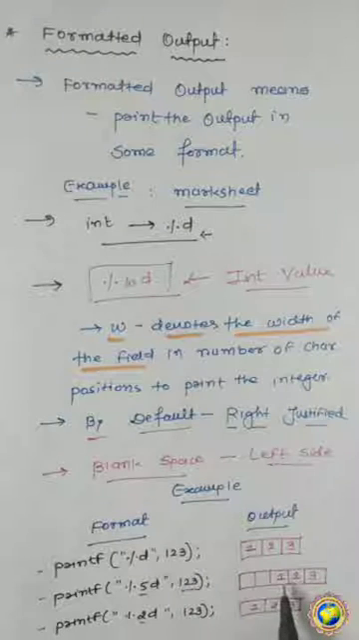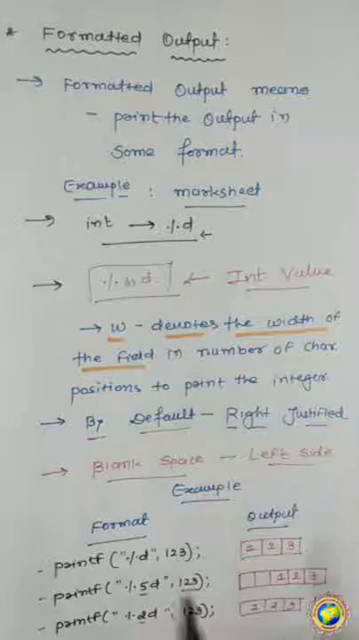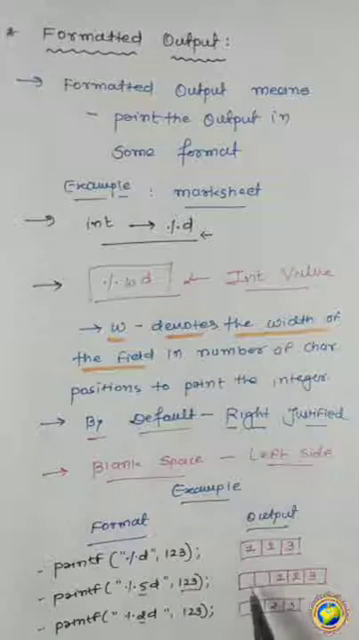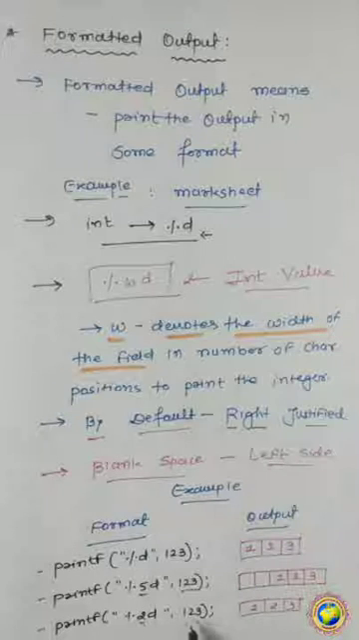As we know, when the particular string is printed, by default it is right justified and blank space is printed on the left side. So this is the blank space which is printed on the left side. Also, if the length is less than the particular characters, then no character will be deducted. It means all the characters are printed, but it takes more size than the particular format specifier. Okay, so this is the formatted output.